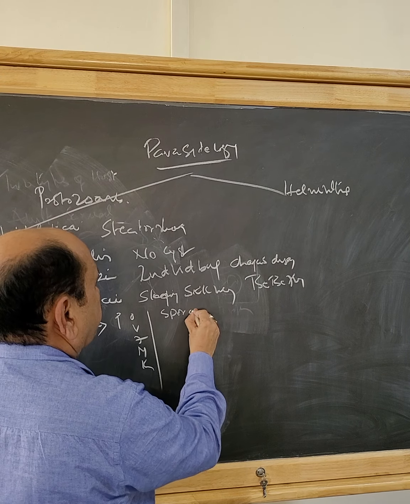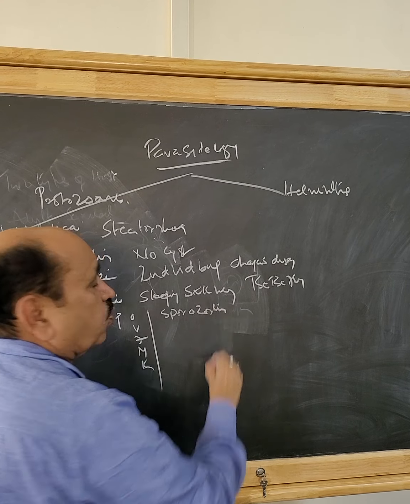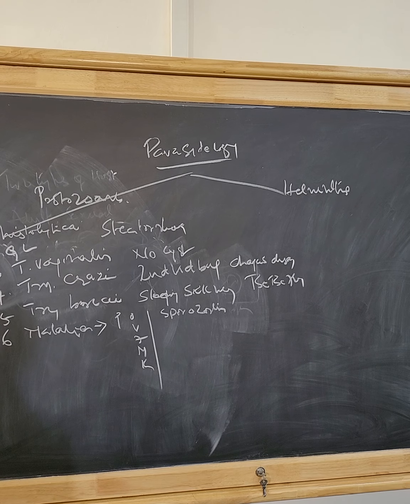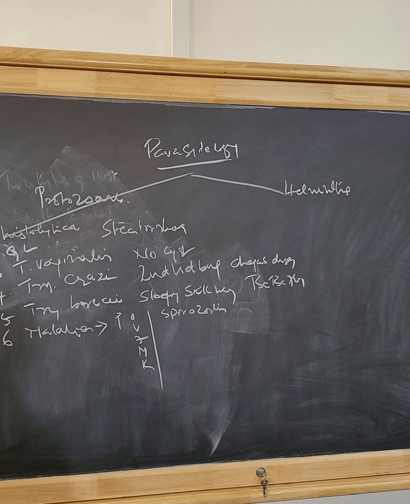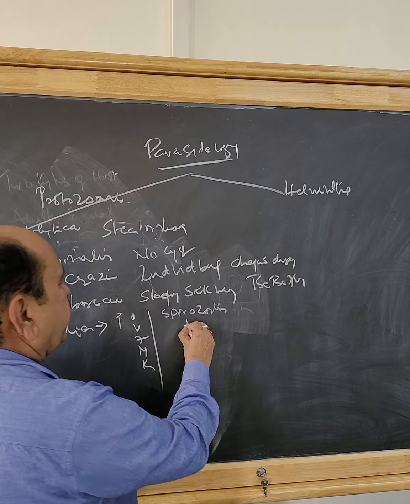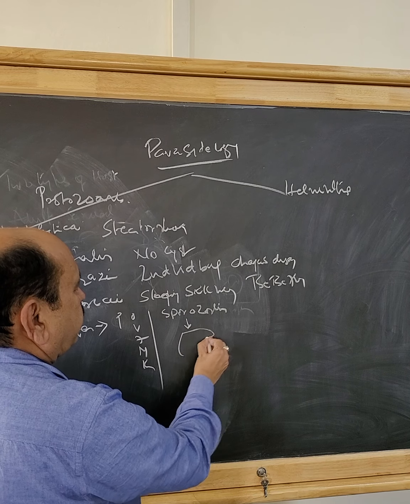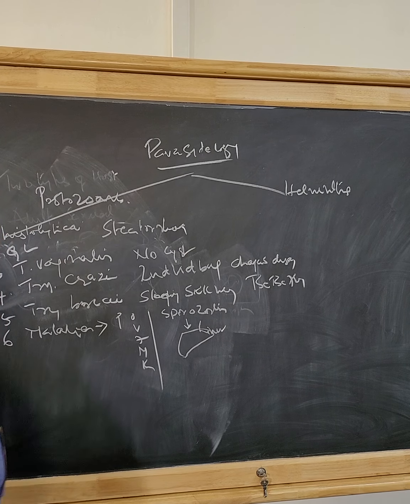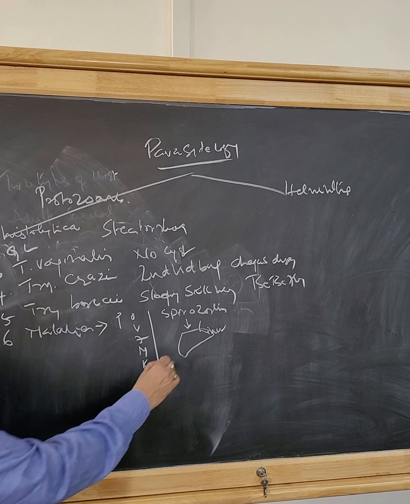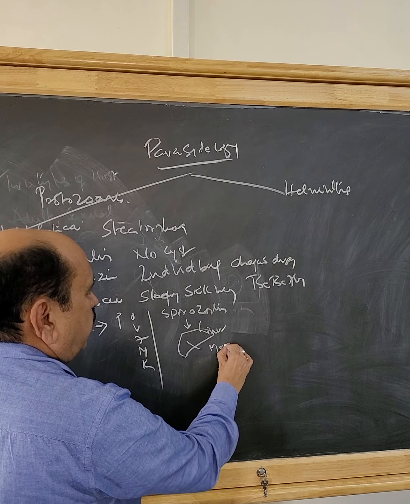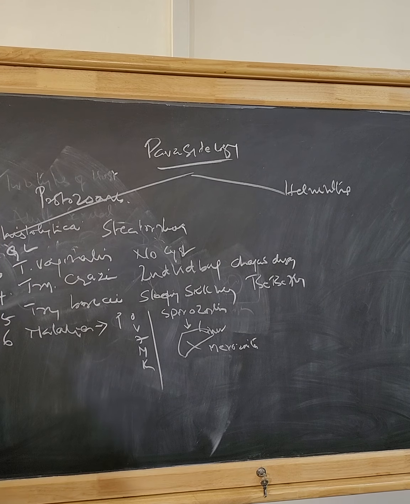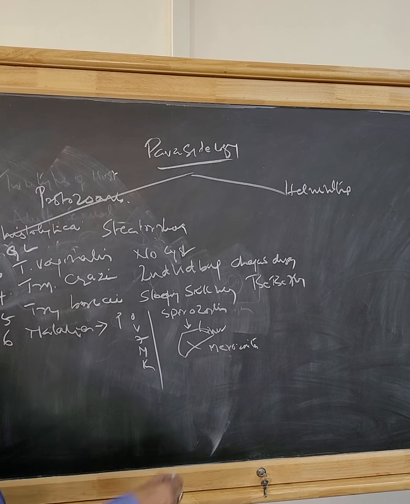Sporozoites are injected. The infective forms are sporozoites. They don't go directly to RBCs. They go to the liver, where there will be hepatosplenomegaly. They multiply in the liver and give rise to merozoites. The merozoites attack RBCs.